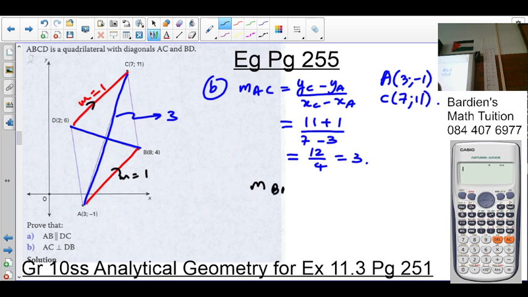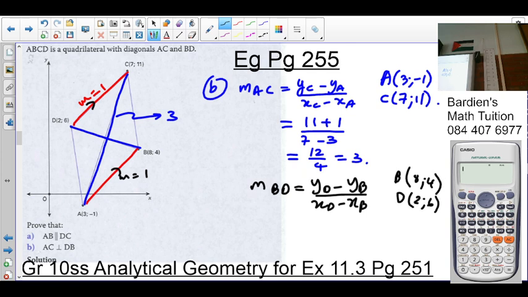BD. So that would be YD minus YB over XD minus XB. What are the coordinates of B? 8 and 4. And D, 2 and 6. So let's go. 6 minus 4 over 2 minus 8. That's going to give you 2 over negative 6, which is negative a third.